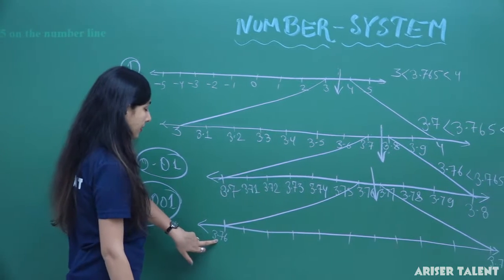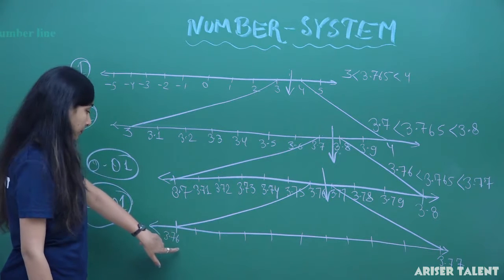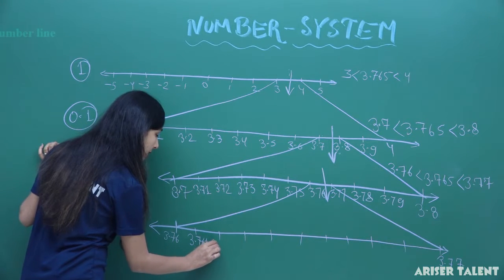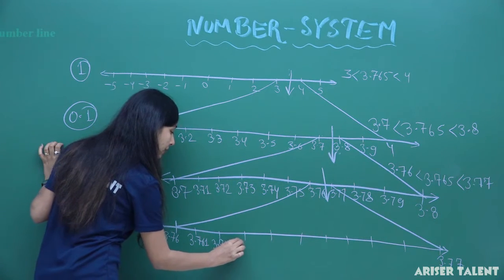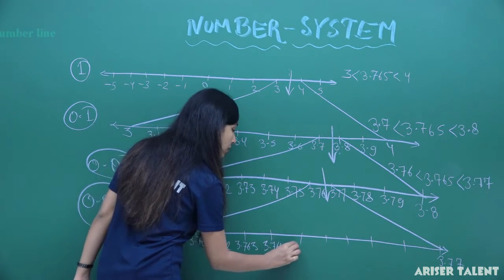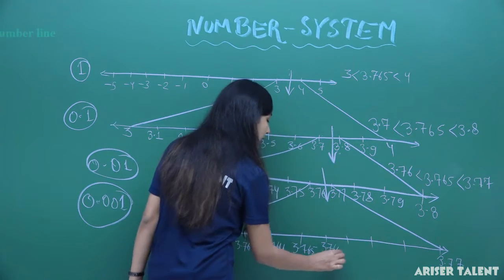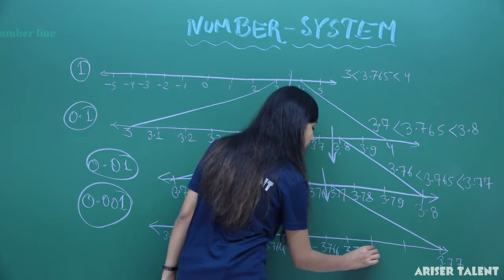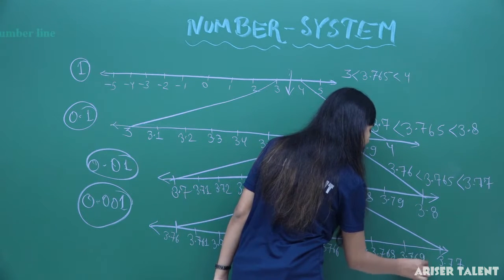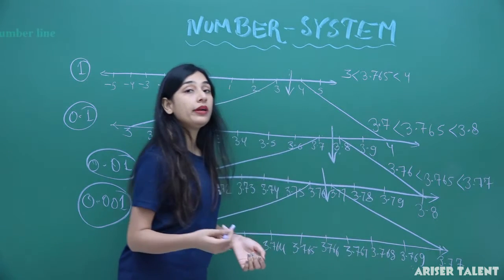Okay, so 3.76 plus 0.001 will lead you to 3.761, then 3.762, then 3.763, 3.764, 3.765, 3.766, 3.767, 3.768, 3.769 and then we'll be adding 0.001 here and we'll be getting 3.77.